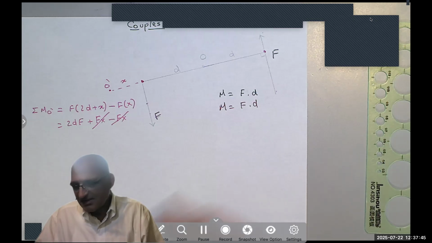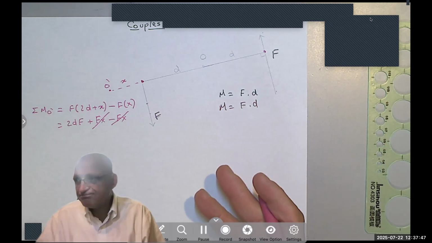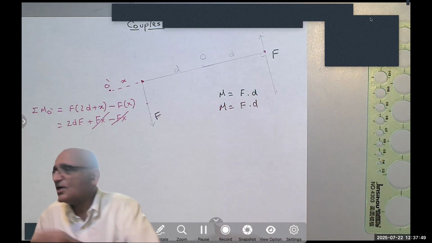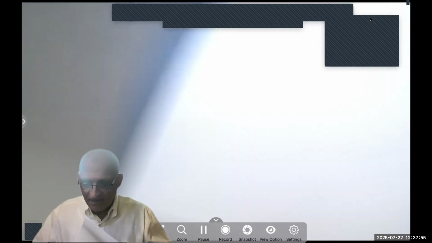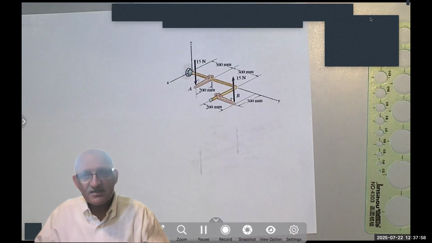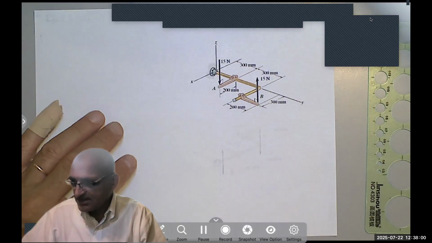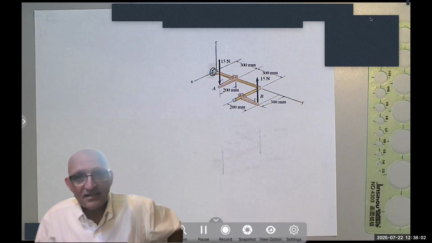Let's take examples. I think in 2D it's pretty straightforward. I brought two problems. They are in 3D and they are easy. And then after that, maybe we can have another session where we take forces that are not necessarily parallel to one of the axes.